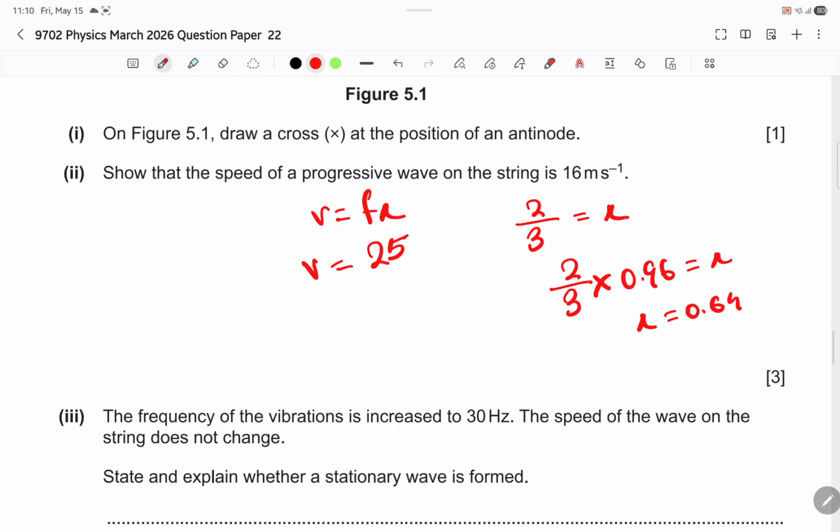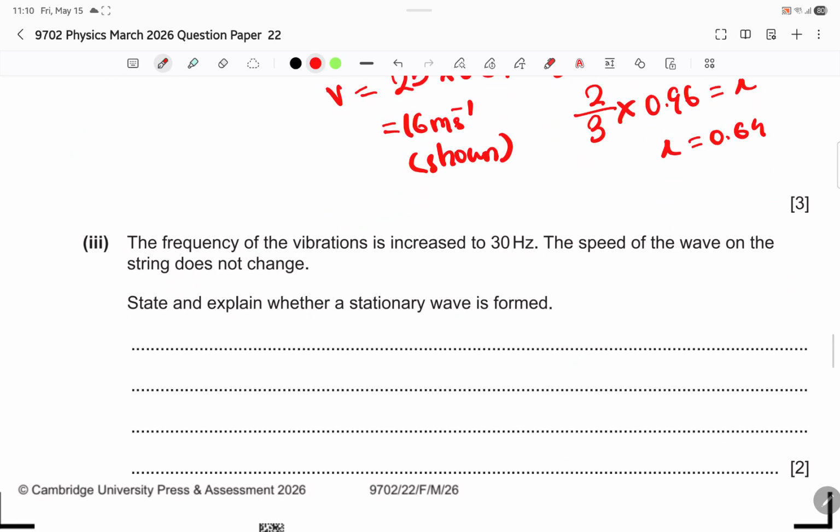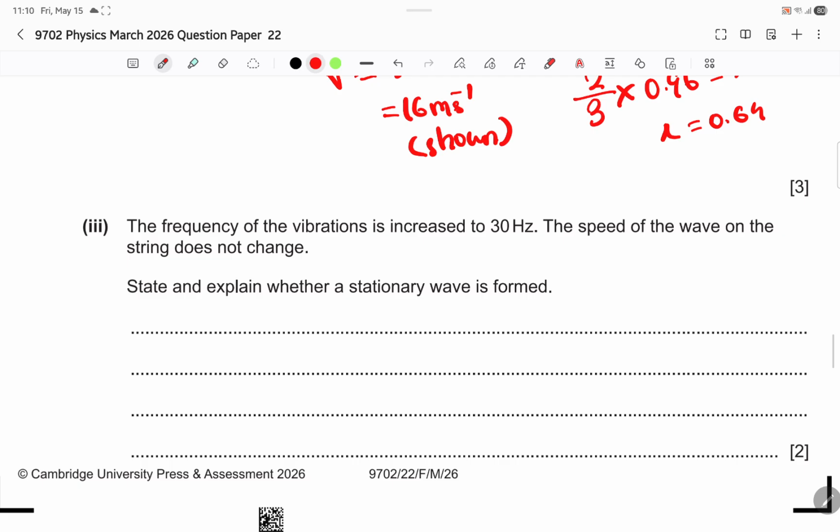So now we just use the formula. 25 into 0.64 comes out to be 16 m s minus 1, which is what needed to be shown, and that is the answer. Now the frequency of the vibrations is increased to 30 hertz. The speed of the wave does not change. State and explain what happens to the stationary wave formed.